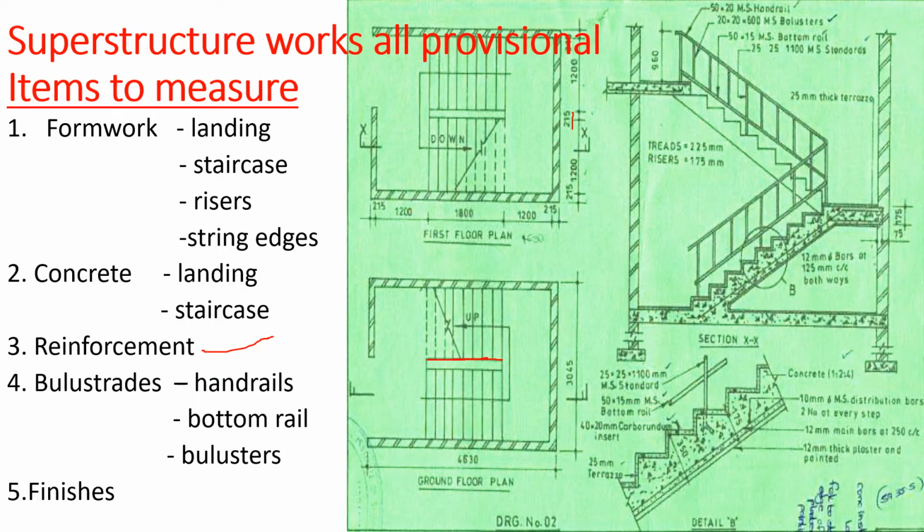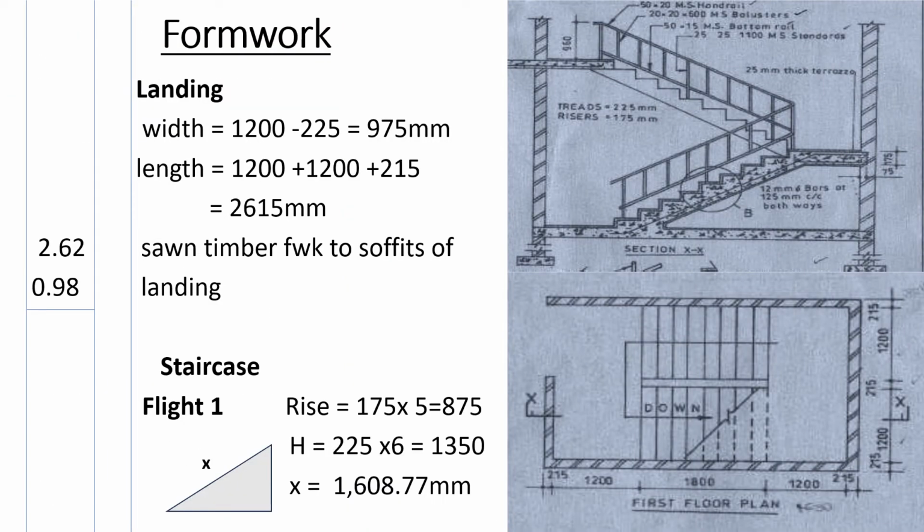Then we are going to look at the balustrades, that is the handrail, the bottom rail, the balusters, and also the standards. And then we'll do the finishes at the end, that is the terrazzo, and then the painting that we have, and the insert. So guys, those are the items that we need to measure. So let's start with the formwork.